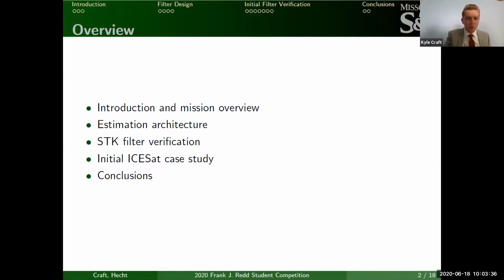As a quick overview, we're going to start with an introduction to the mission, then break down the estimation architecture, and then we're going to verify that architecture using STK and ISAT data and end with some conclusions.